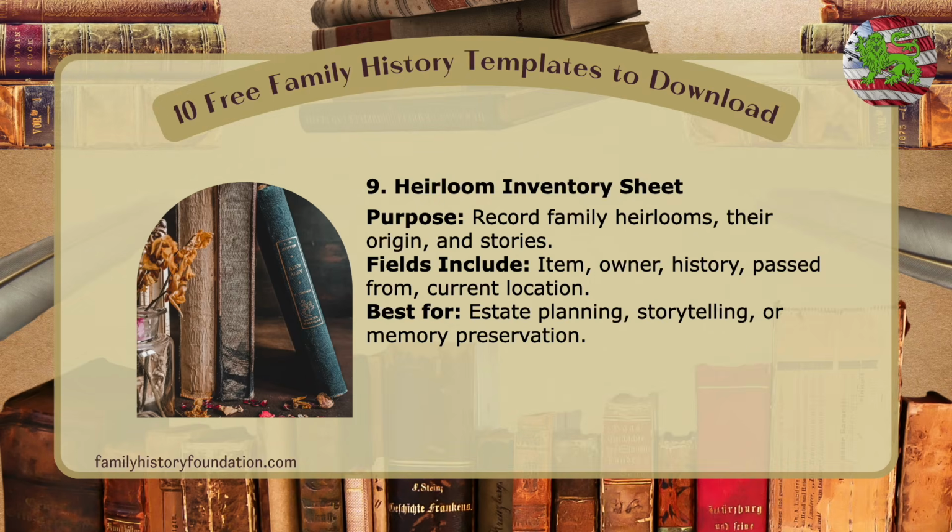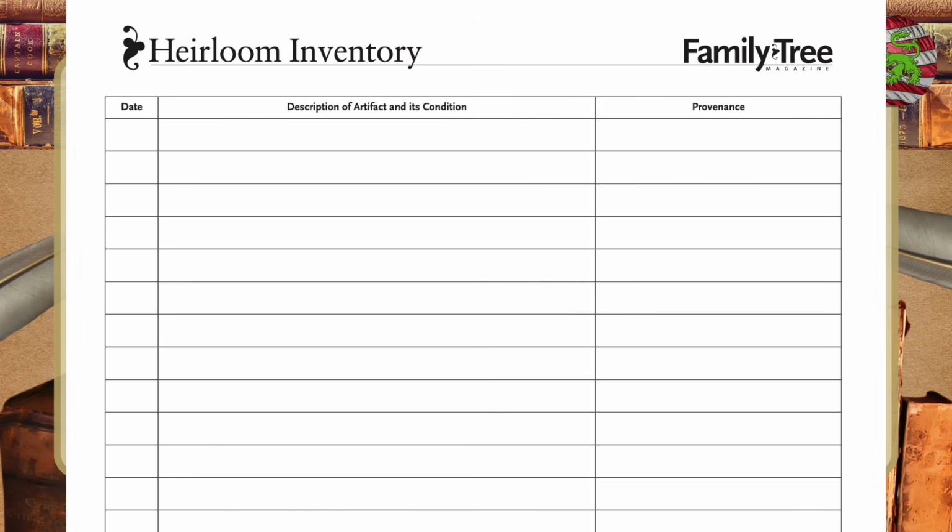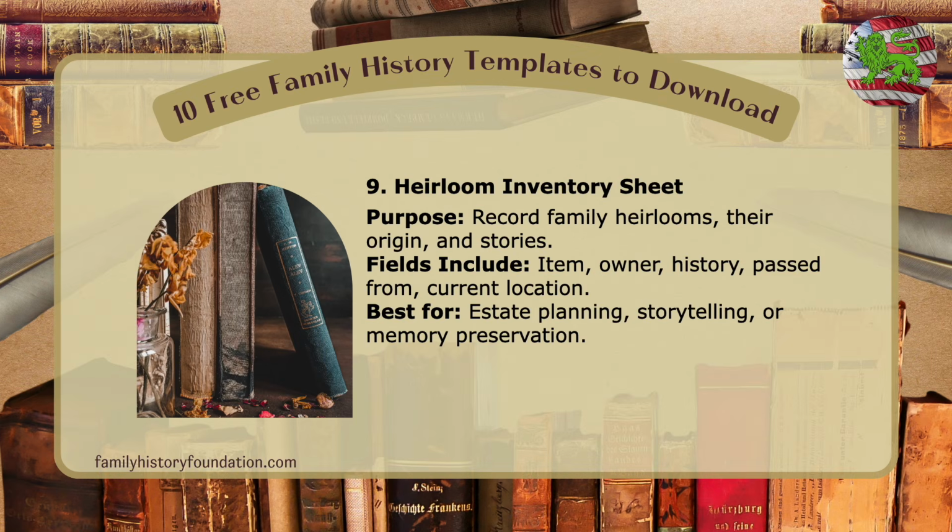Number 9, heirloom inventory sheet. These are kind of cool, right? Maybe you never thought about what to do with these, but they are an important part of genealogy: classifying things, owners, what the item is and where it came from, almost like you're a museum curator. There's one from RootsWeb here, and I have another one from Ancestry. These are really, really good links.